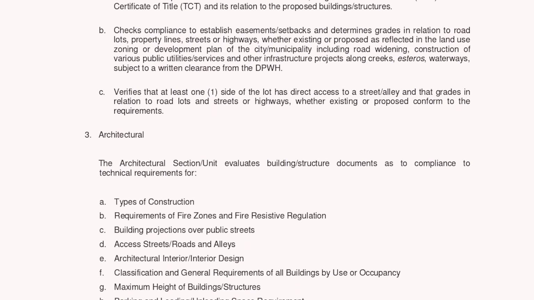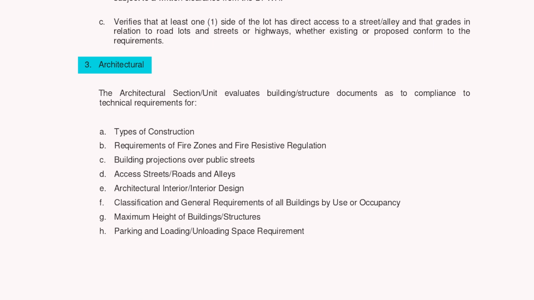Next, architectural section. So they check architectural things like types of construction, fire zone requirements, building projections, general requirements for buildings, height limitations, parking, occupant load, accessibility, light and ventilation. All of these things are checked by the architectural section.